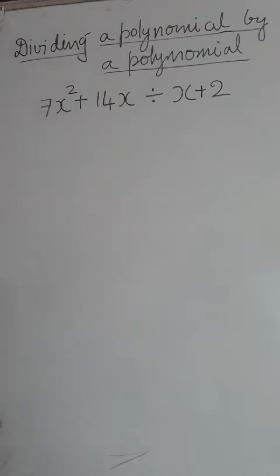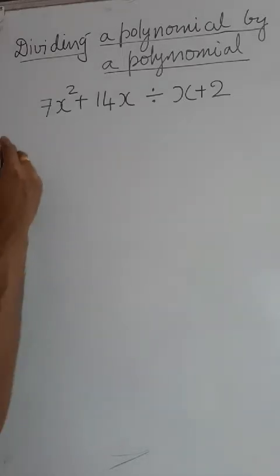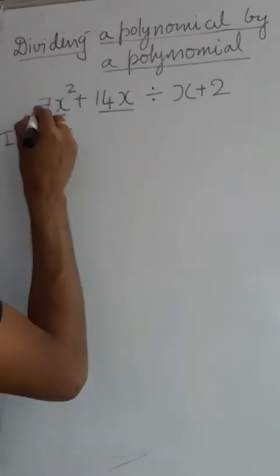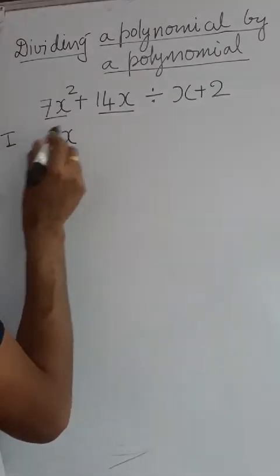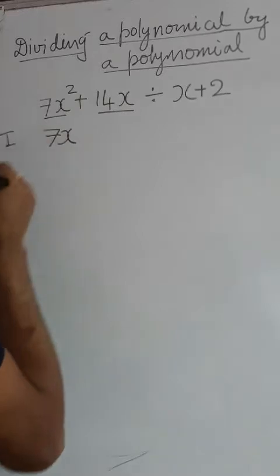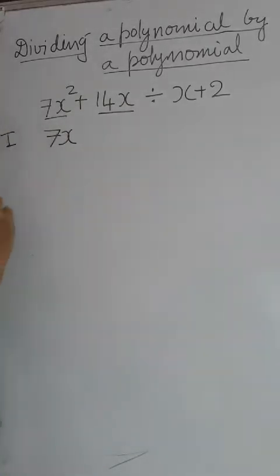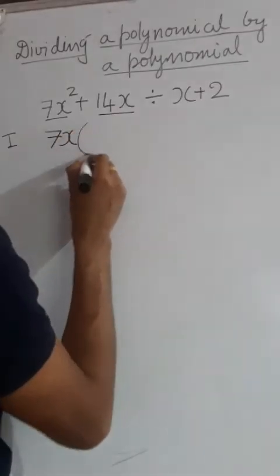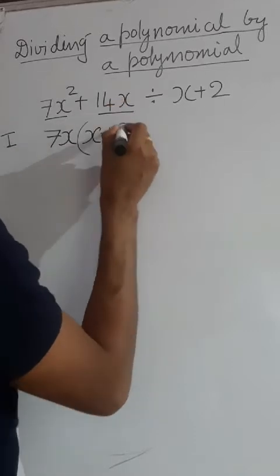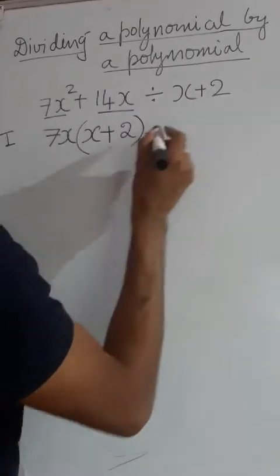Divide it by x plus 2. Once again, I am telling the easiest method, and one more method is also there. You can use any method. In the first method, if you look at these two terms, x is common, and 7 and 14 are both divisible by 7, the highest number that divides both 7 and 14. So when you take 7x outside, what will be remaining? Here 2 will be remaining, isn't it?